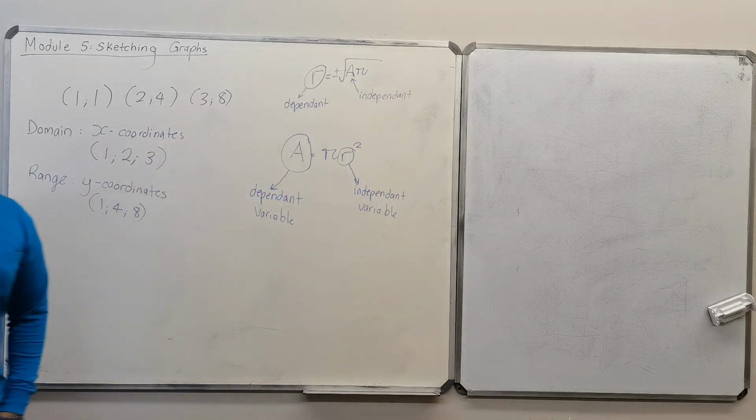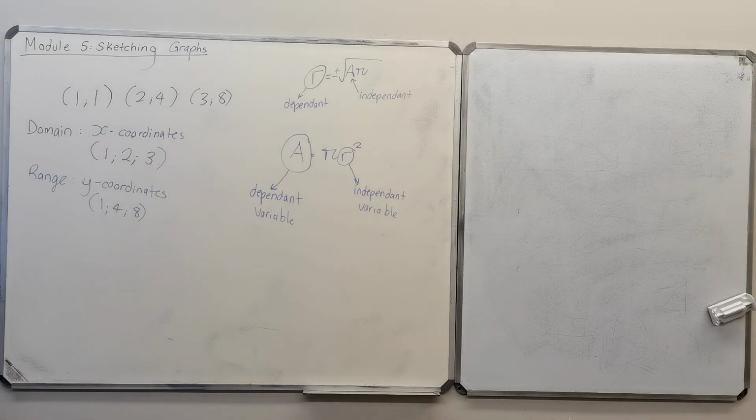Okay. So generally you can say that if you have a formula equal to one variable, whatever it's equal to, that variable would be your dependent, and whatever variable is in the equation would be your independent. Okay?